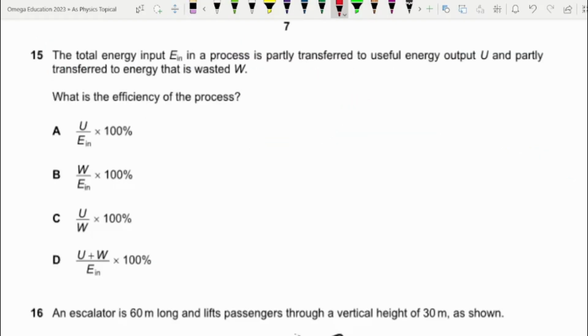Okay, here we have the next one. So that is kind of an easy one. Generally in this video I was trying to add some of the tricky questions, but let's just go through it anyway. The total energy input in a process is partly transferred to useful energy output U and partly transferred to wasted energy. So the total energy is the input, the useful one is capital U and the one that is wasted is capital W. What is the efficiency of the process?